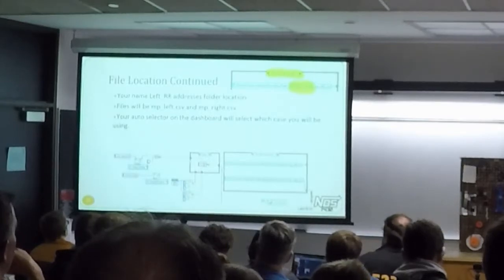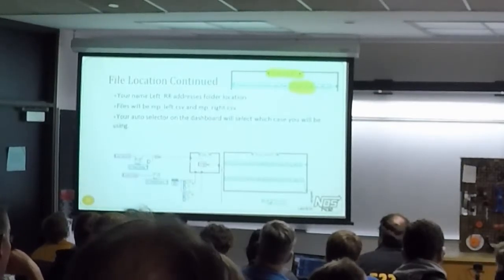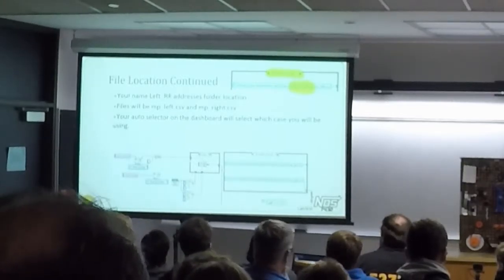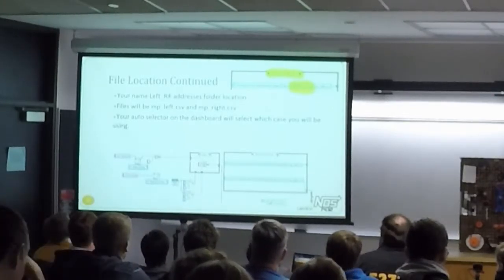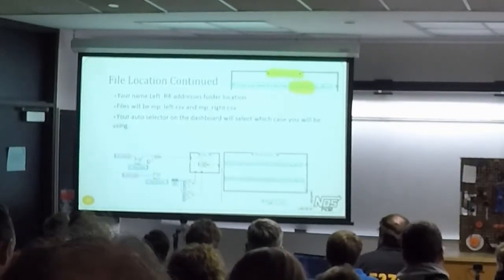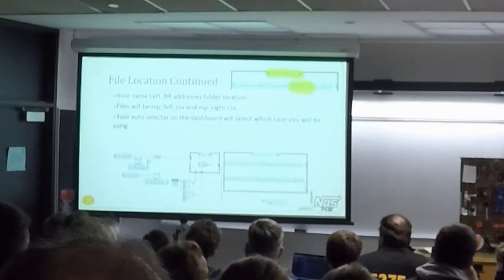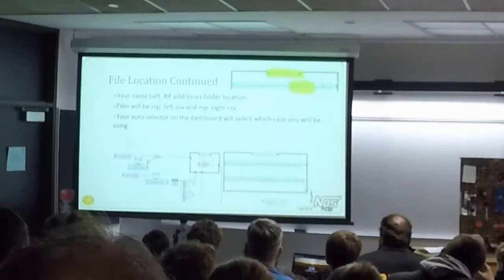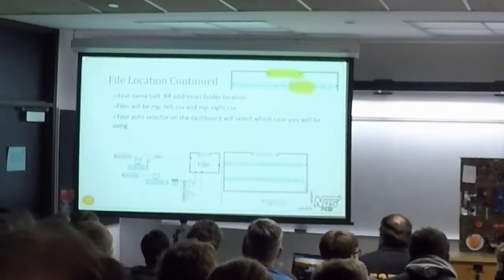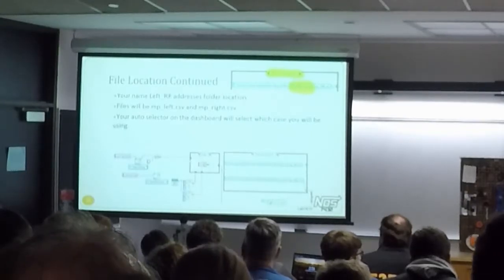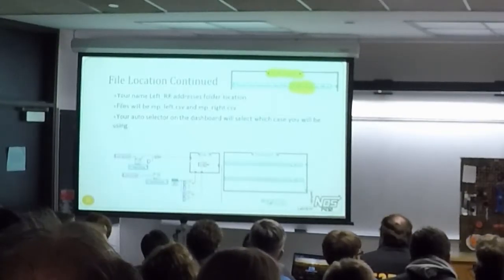For LabVIEW, you're going to have a case structure on here that has each individual file in it. So for your autonomous, this one is left underscore RR. It's going to address the file location, and it's going to go find that on your RoboRio. Your files will be mp underscore left.csv and mp underscore right.csv. For every path, the only thing that changes is the folder that you're going to access. Your auto selector on the dashboard is going to tell you what do I want to do? Do I want to do switch, scale, both, and where is my starting position?